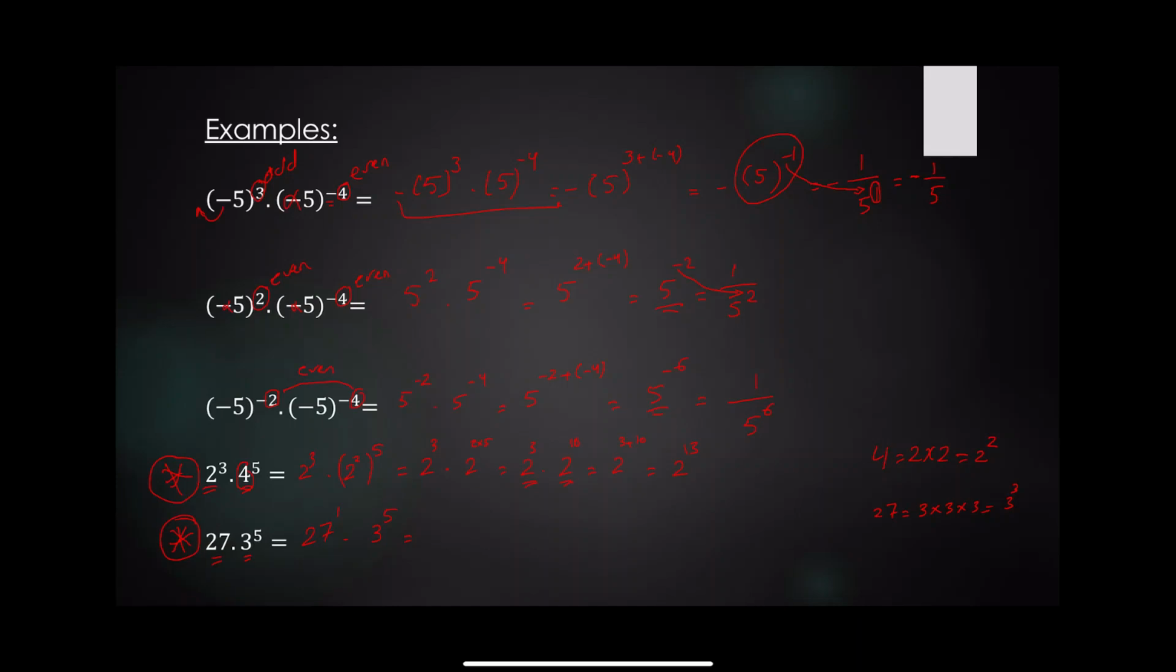So we can replace 27 by 3 to the power 3 and then raise it to the power 1 times 3 to the power 5. But 3 to the power 3, 3 times 1, which is 3, is going to be 3 to the power 3 times 3 to the power 5. The bases are the same. Add the exponents. 3 to the power 3 plus 5, which is 3 to the power 8.